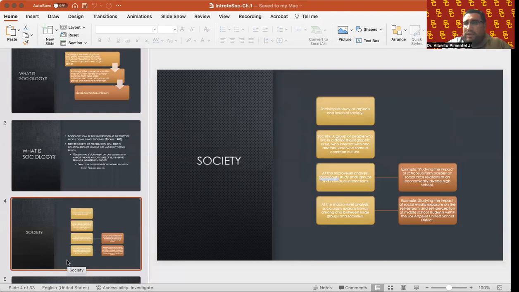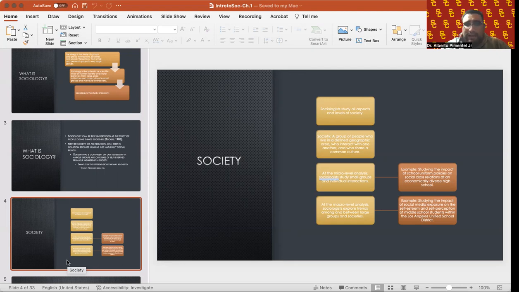So as sociologists, we begin to study all aspects and levels of society. We define society as a group of people who live together in a defined geographic area, who interact with one another with some frequency, and who share a common culture. As sociologists, we're concerned with micro-level analysis, individual interactions in small groups. We're also interested in macro-level analysis, understanding trends that exist within society, large organizations, large groups, and large societies.